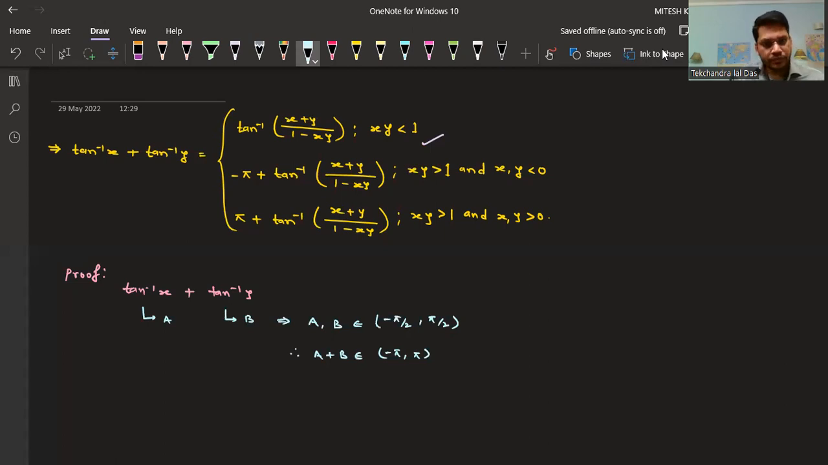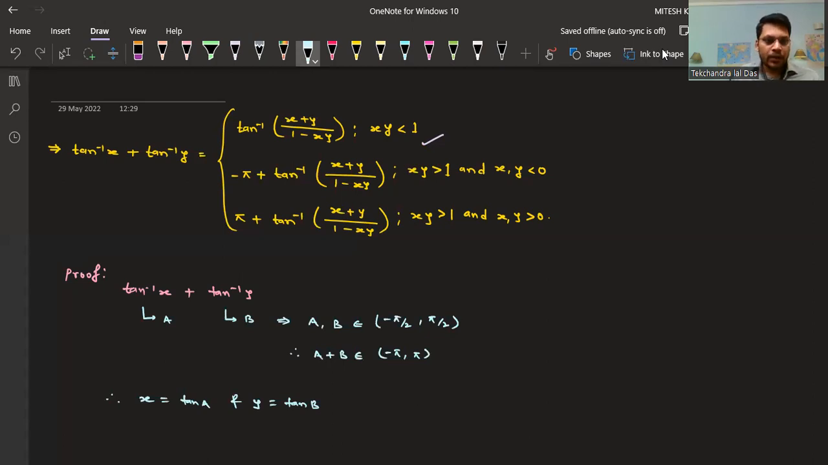Now also from here we can say if tan inverse x equal to a, then x equal to tan a, and y equal to tan b. Also we can say x and y can be any real number because the domain of the tan inverse function is the real numbers.